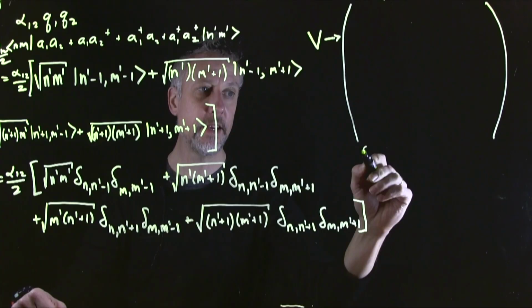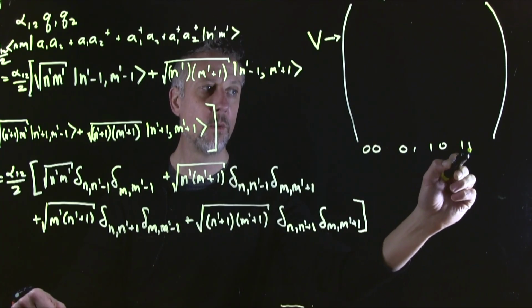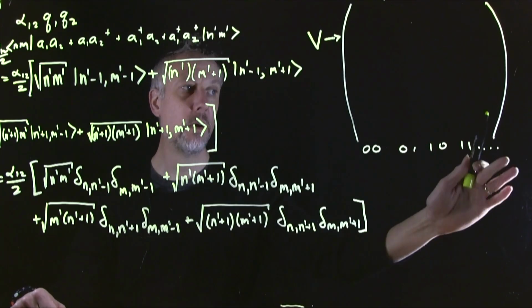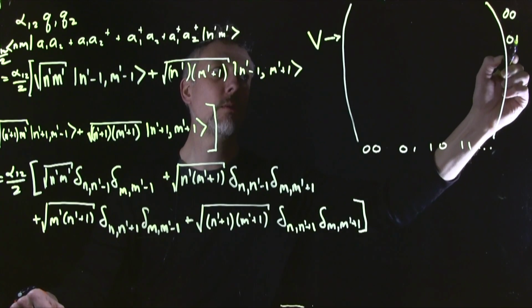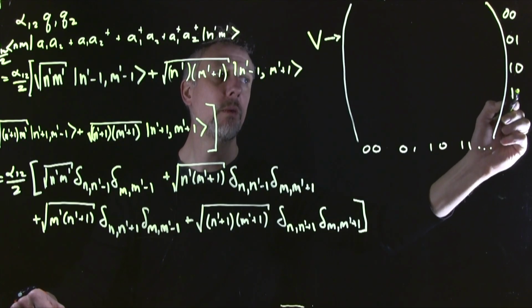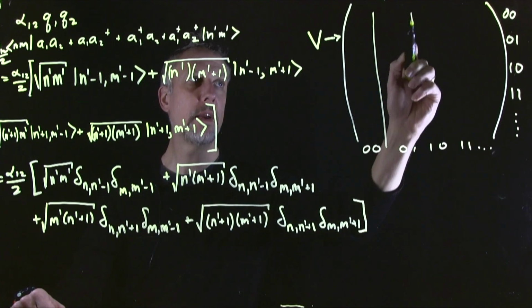Remember how we're listing the states 0, 0, 0, 1, 1, 0, 1, 1, and then dot, dot, dot, because there's no end to this. So we're going to do the same thing. We're going to make a little grid.